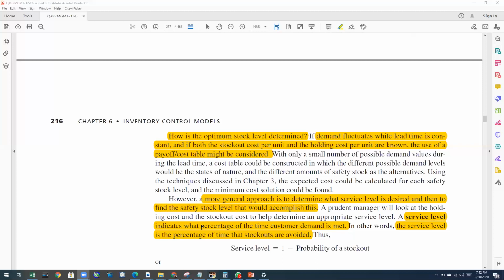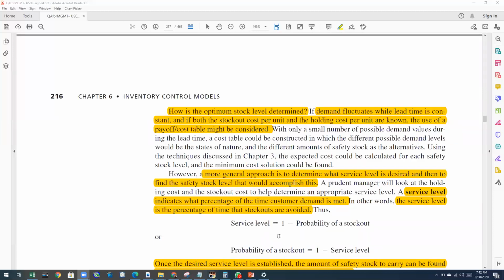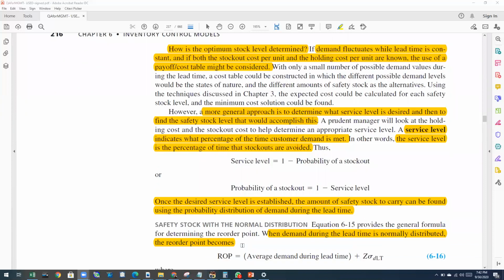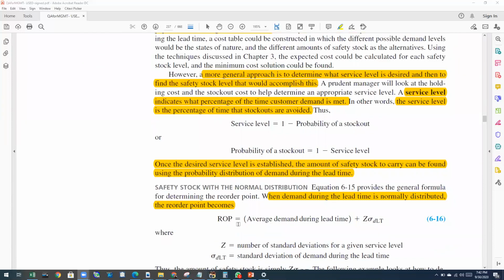A service level indicates what percentage of time customer demand is being met. In other words, the service level is the percentage of time that stockouts are being avoided. So service level is equal to 1 minus the probability of stockout, and the probability of stockout is equal to 1 minus service level. Let us look at how to determine safety stock with normal distribution.